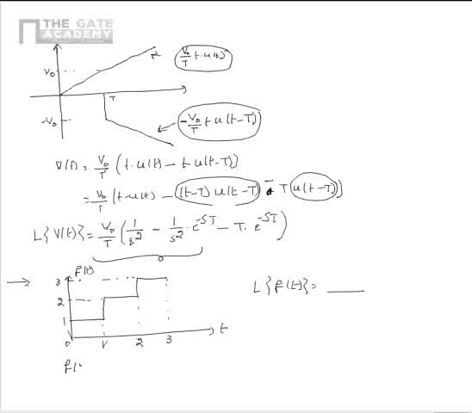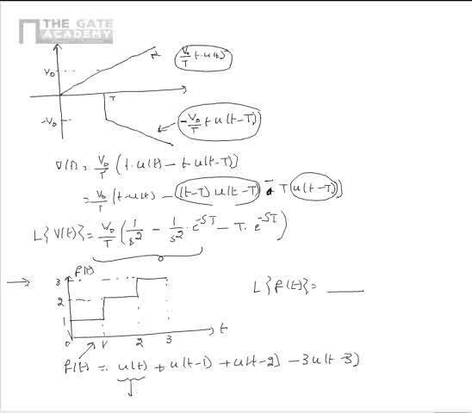The function f of t in the unit step function form can be written as u of t plus u of t minus 1 plus u of t minus 2 minus 3 into u of t minus 3. The function f of t can be written in the unit step function form as shown.